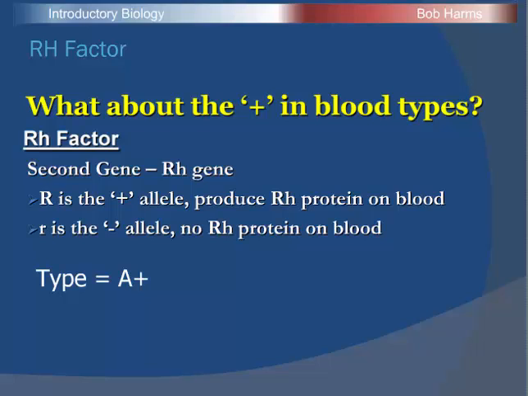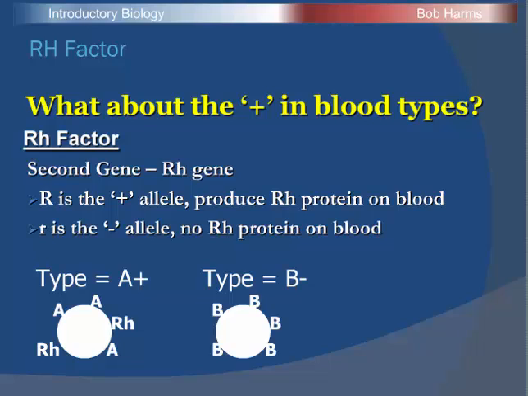So for example, if I was type A positive, that means my blood has A proteins on it and this Rh protein on it both. Versus if I was a B negative blood type, that means I've got B proteins on it, but I'm negative, so I don't have any Rh proteins on it.